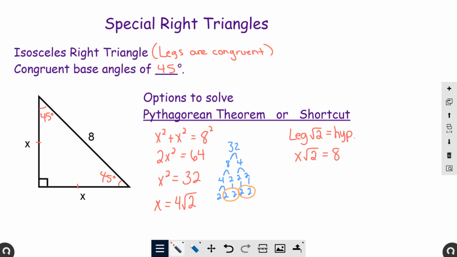Well, we'd have to get rid of that square root of 2, right? So we're going to divide. You're right. We're going to divide by the square root of 2. But remember what we talked about in our radicals unit. Can we leave a square root in our denominator? No, we cannot. So we have to multiply the top and the bottom by the square root of 2.